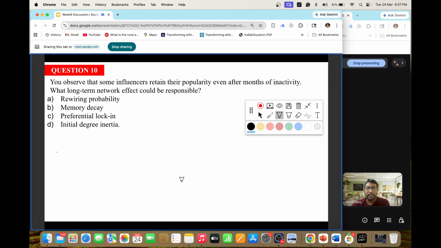Let's move on to the next question. You observe that some influencers retain their popularity even after months of inactivity. What long-term network effects could be responsible? So again, I am repeating: you observe that some influencers retain their popularity even after long months of inactivity. What long-term network effect could be responsible? Rewiring probability, memory decay, preferential lock-in, or option D, initial degree inertia.